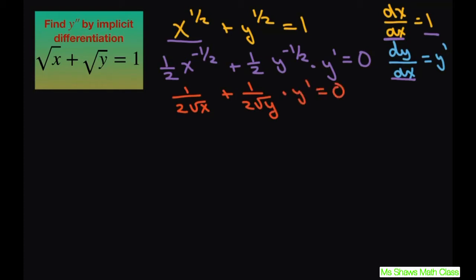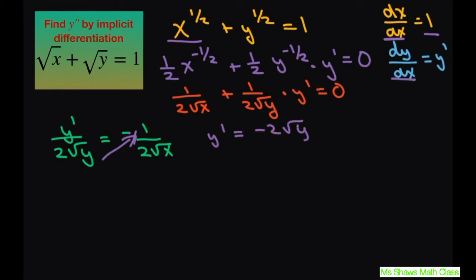Now we're going to just solve for y prime. So I'm going to write this as y prime divided by 2 square root of y equals negative 1 divided by 2 square root of x. Go ahead and cross multiply, and you get y prime equals negative 2 square root of y divided by 2 square root of x, which equals, when the 2's cancel, negative square root of y divided by square root of x. So that's your first derivative. Now let's go for the second derivative.